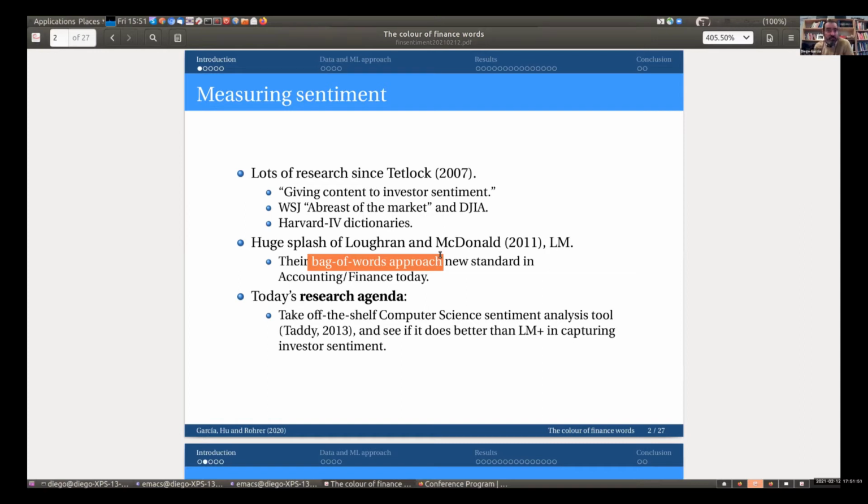Now, what is the agenda for today? There is nothing wrong with what Bill and Tim did 10 years ago, but what we're going to try to do is take a pretty standard off-the-shelf, I'm going to even call it old, algorithm, and see to what extent it can measure sentiment better than this bag-of-words approach when it comes to finance.